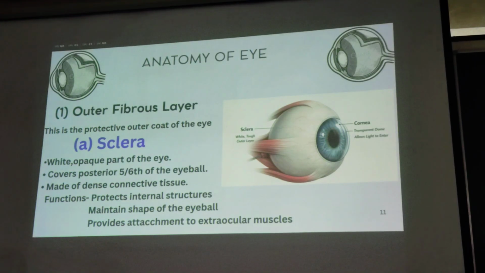Function of sclera: it protects internal structures, maintains the shape of the eyeball, and provides attachment to extraocular muscles which help in the movement of the eyeball.